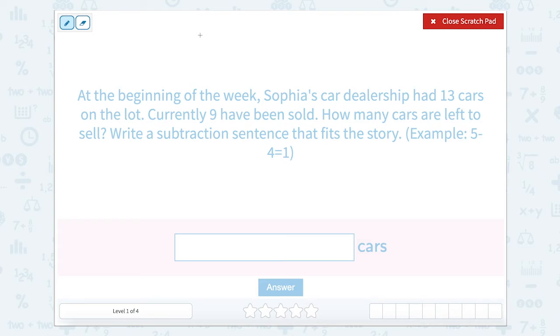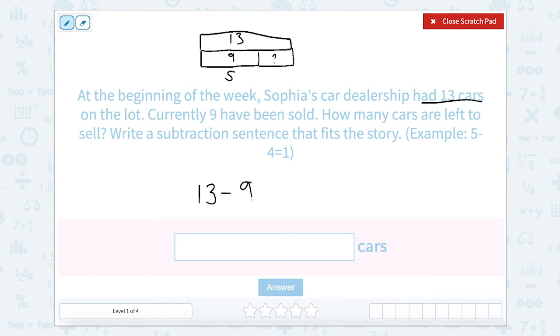Let's use our scratch pad and draw a tape diagram to help us visualize the problem. So this is going to be the total number of cars on the lot, and we know that's 13. Sophia said that 9 of them have been sold, so I'm going to put an S there for sold, and what is left is how many cars there are on the lot. So to solve this, we would start with 13 minus 9, and 13 minus 9 equals 4.